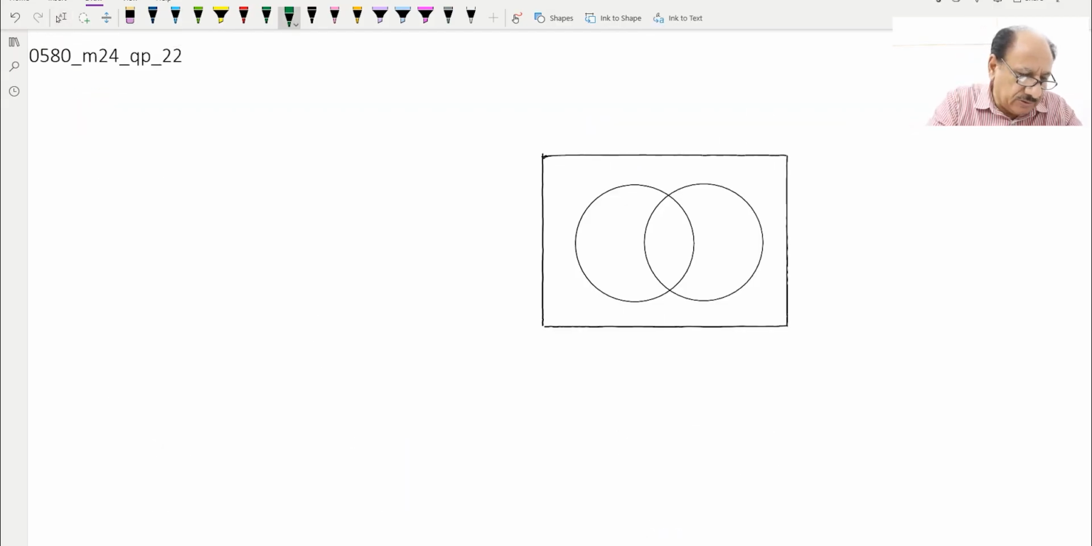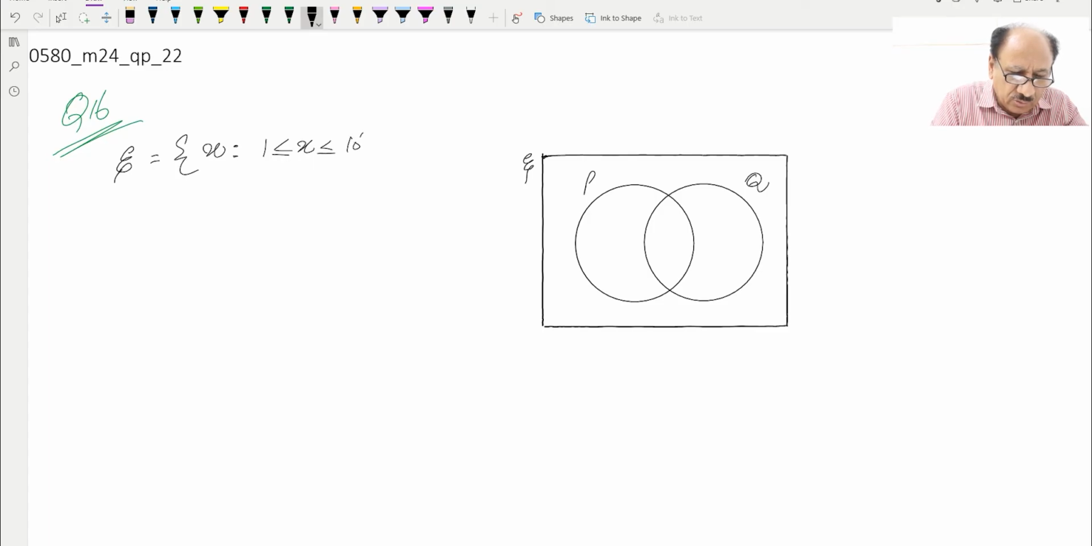Question number 16. This is a Venn diagram question. They have provided the Venn diagram, and this is the universal set E, and then these are the two sets, P and Q. And they're saying the universal set is equal to {x such that x is greater than or equal to 1 and less than or equal to 10}. So these are the members. This is given, P and Q.